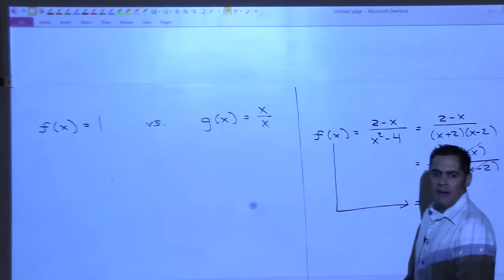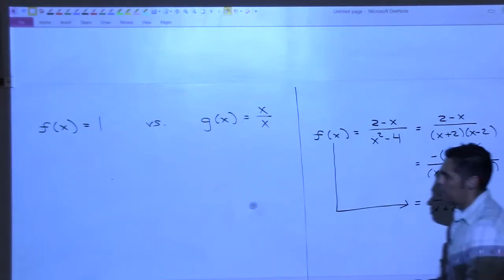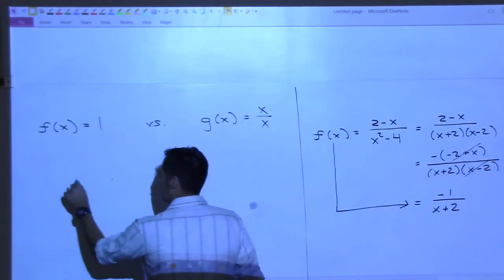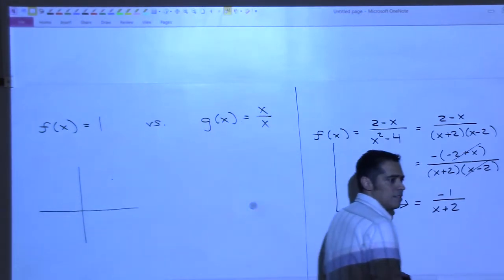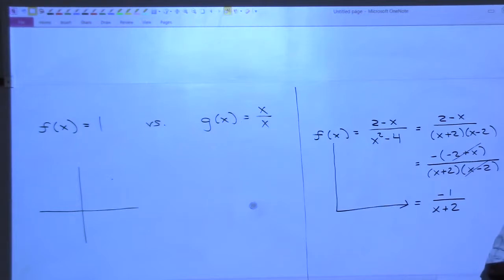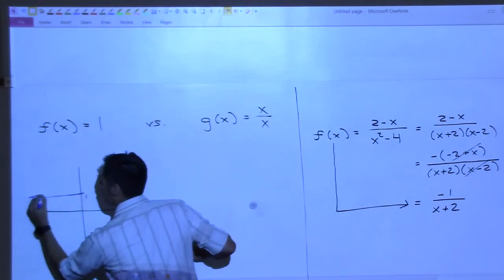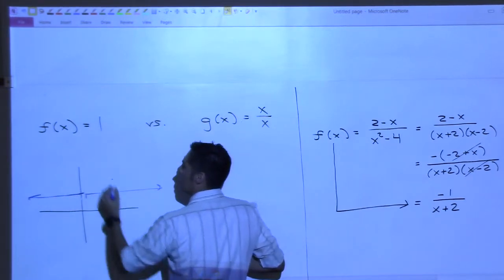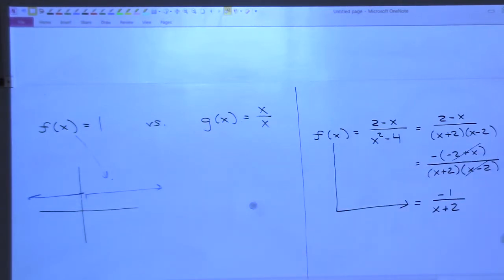Are they identical functions? If I asked you to graph those, would you get the same graph? Yes? Okay, so let me graph this one. This one would be the constant 1 function, right? Which would be a horizontal line raised up 1. So here's 1, and I would have a horizontal line through here like this, right? That's this function. Agreed?